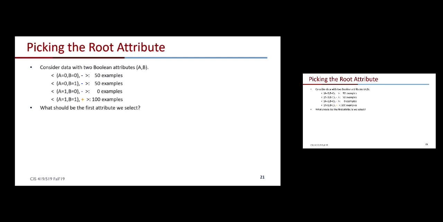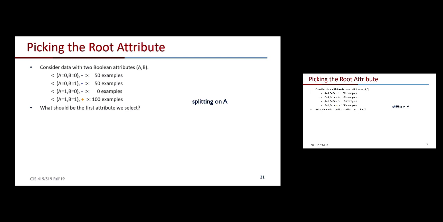Okay, so at the end of last time, we started to think about how do we choose a good root node, and I wanted to give you some intuition for that. So we discussed this data set, 2 features, A and B, 50 examples that satisfy 0, 0, 50 examples that satisfy 0, 1. They're all negatives. No examples that satisfy 1, 0, and 100 examples that have 1, 1, and they're all positive. And the question was, which attribute should we choose first, A or B? And you suggested A. The vote was for A.